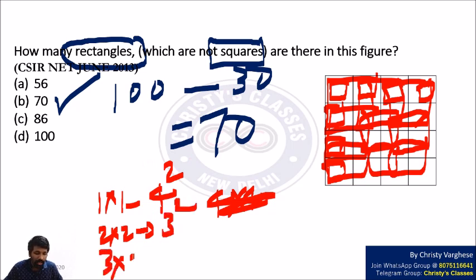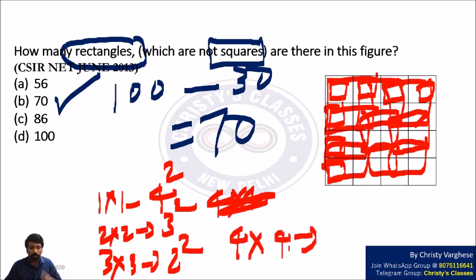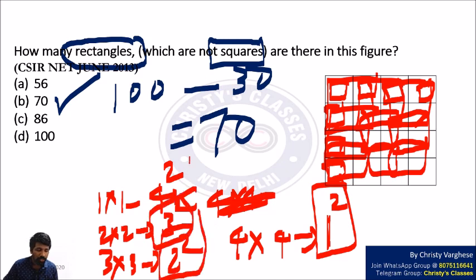Now 3 by 3 are 2 square in number, you can check it yourself, and 4 by 4 are 1 square in number. 4 by 4 means 4 rows and 4 columns, only one such square is there. Or 1 square. That means total number of squares is 1 square plus 2 square plus 3 square plus 4 square, which can be easily found by the formula n into n plus 1 into 2n plus 1 by 6. That is how that formula is obtained.